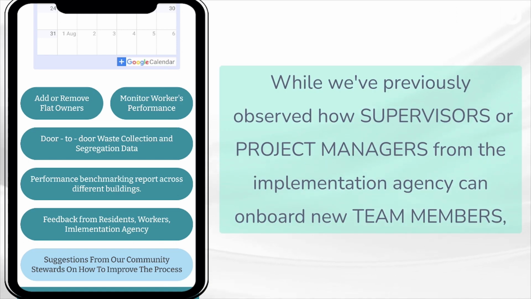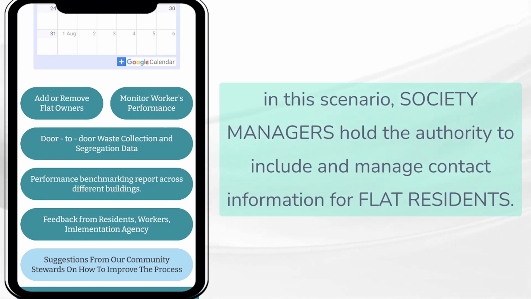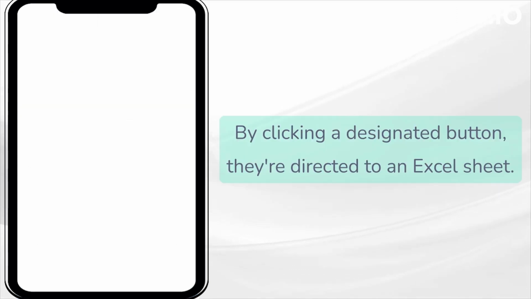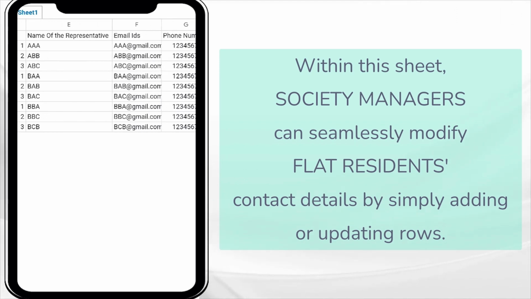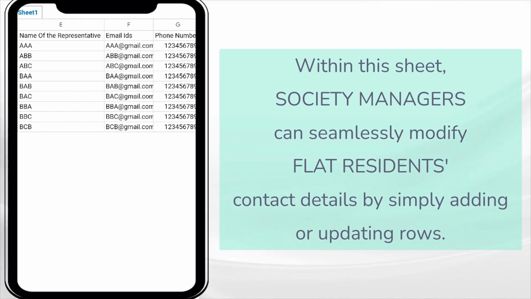While we've previously observed how supervisors or project managers from the implementation agency can onboard new team members, in this scenario, society managers hold the authority to include and manage contact information for flat residents. By clicking a designated button, they're directed to an Excel sheet. Within this sheet, society managers can seamlessly modify flat residents' contact details by simply adding or updating rows.